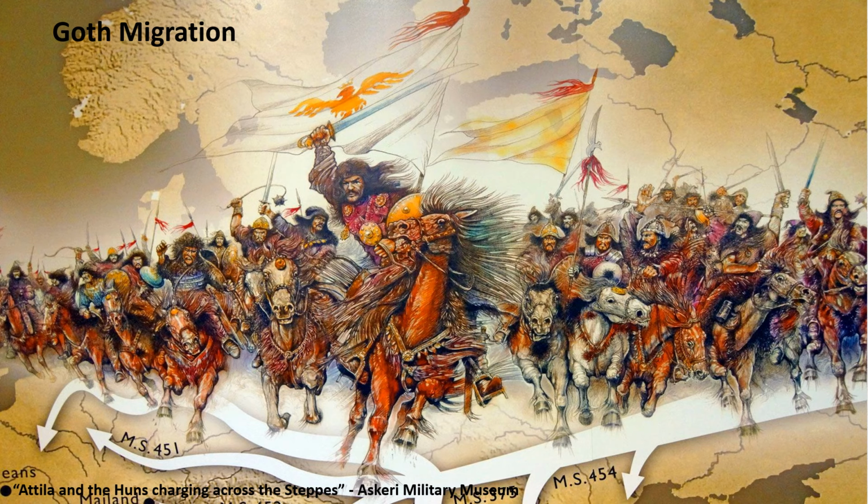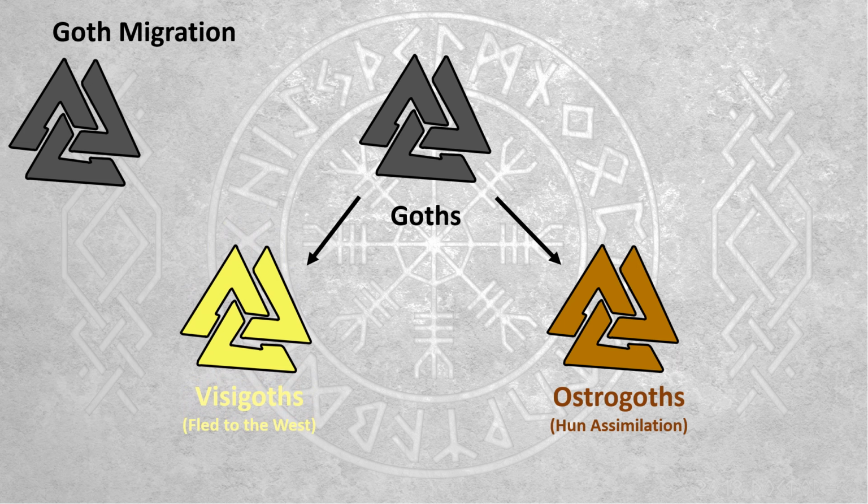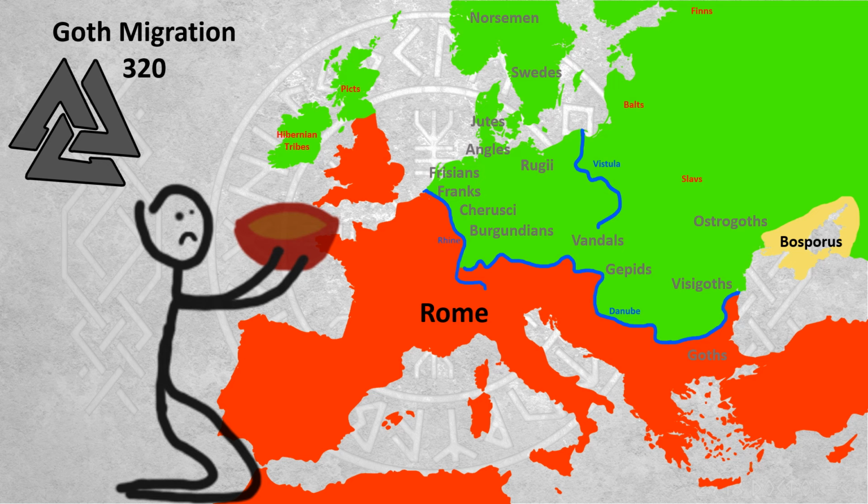Eastern Goths, who became Hun subjects and absorbed some Hun culture, became the Ostrogoths, while the Goths and some other Germanic tribes who chose to flee to the west became the Visigoths. Around 90,000 Goth refugees asked Rome if they could join their empire, and Rome would accept, offering them land to settle as their subjects. But the Romans took advantage of these Goths and didn't treat them equally.